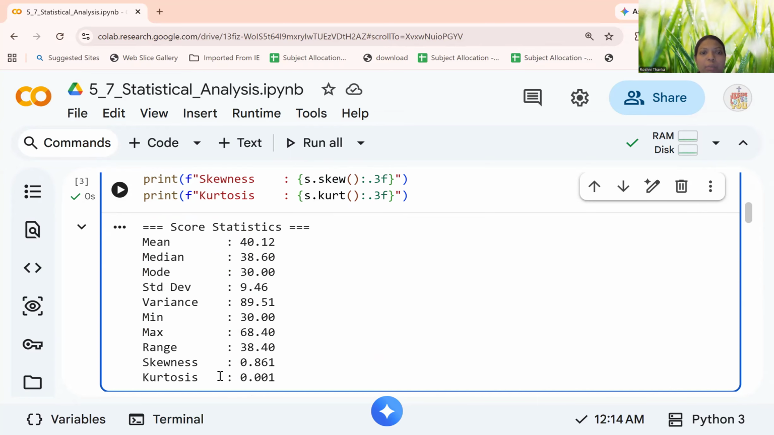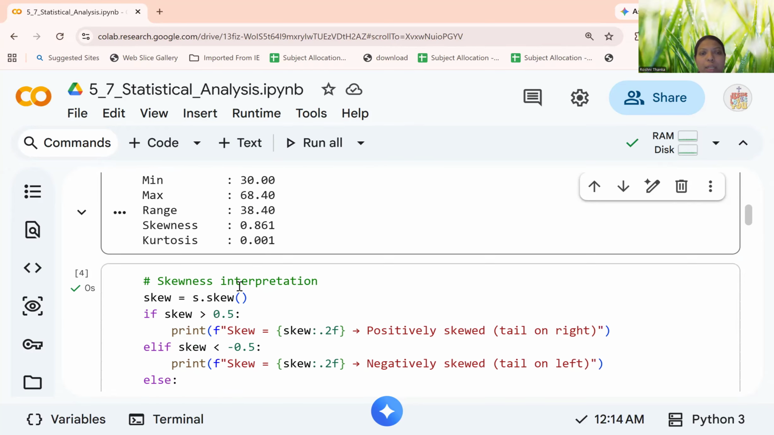So we have all these values. What is the minimum value? What is the range? What is the mode value? Mode means a score of 30 is occurring the most number of times. Standard deviation means the values vary from the mean by 9.46. So this is how we can understand the statistics.